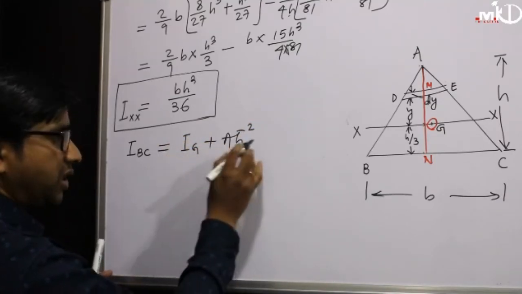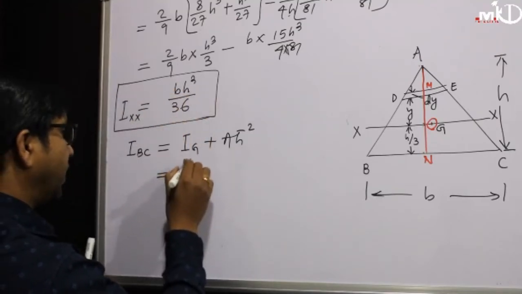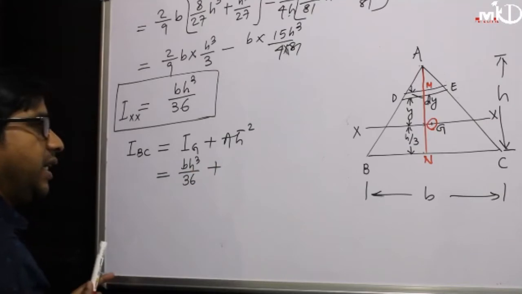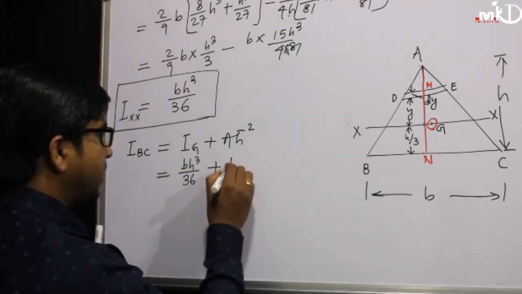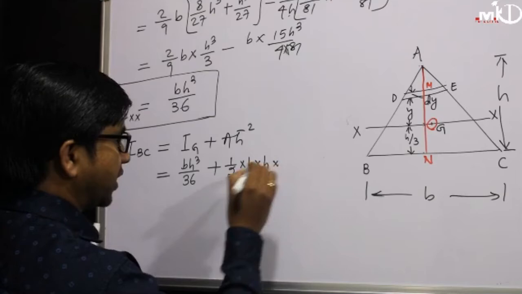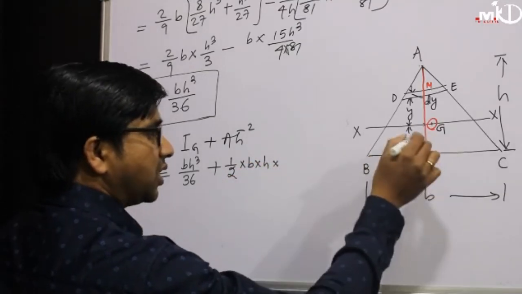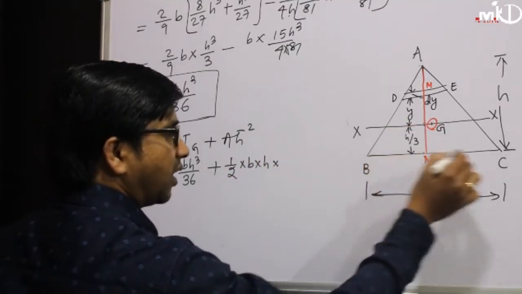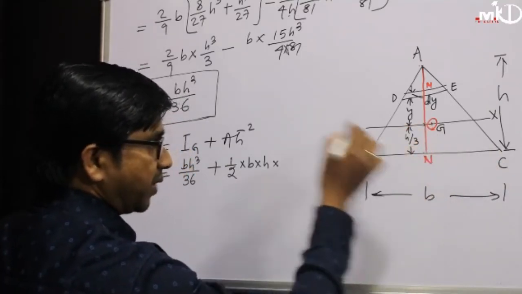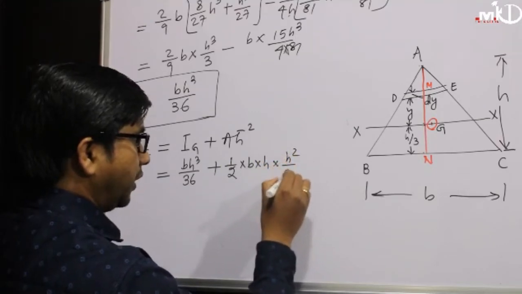Previous class I have studied. I G is the moment of inertia about the central axis, that is b h cube by 36, plus the area of the triangle, half b h, half into base into height, so half b h into h bar. What is h bar? H bar means the distance from the non-central axis to the center. So the distance between the base BC and the center is h by 3. So h bar square is h square by 9.